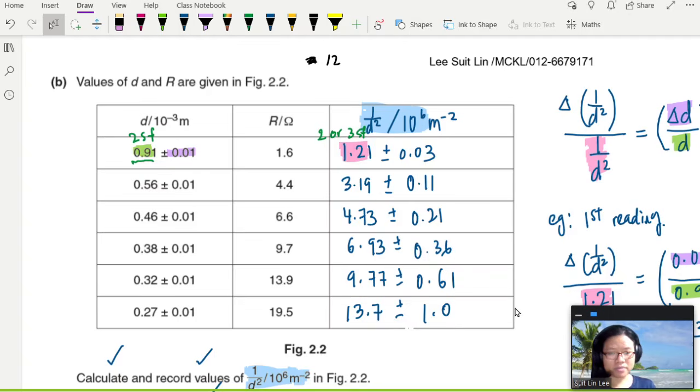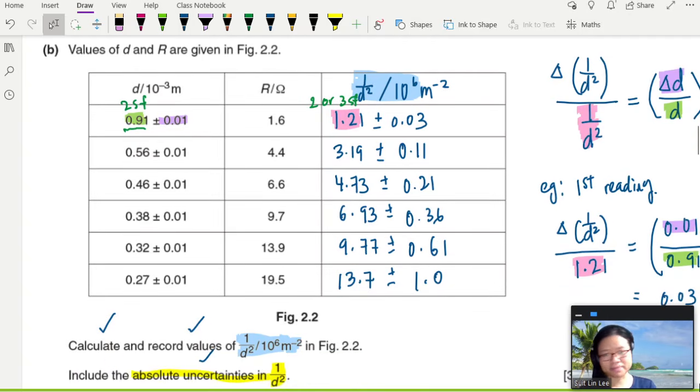Oftentimes, what I will see from people is that they will write 1 because the uncertainty for this by calculation is 1.02. So we're not writing 3 SF, it's 1. So sometimes people write 1. If you write 1 here, then this cannot be 13.7. If I'm marking, I'll minus mark. So if it's 13.7, 1 decimal point, you stick to the decimal point, 1.0. So don't forget that.